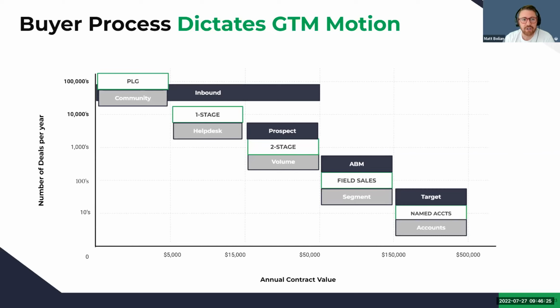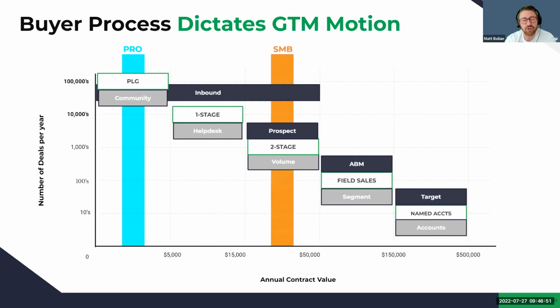First, your buyer process dictates your go-to-market motion. What do I mean? So let's look at this. If you're selling to individual users, their budget is really low, so a lot of times your annual contract value aligns with that. If you're selling to individual users with a low contract value that they can start and end with a freemium, you are selling to pro users. In this two-stage, one-stage model, you're selling to the SMB and mid-market segments. And on this side, ABM and targeting is an enterprise-type sale.